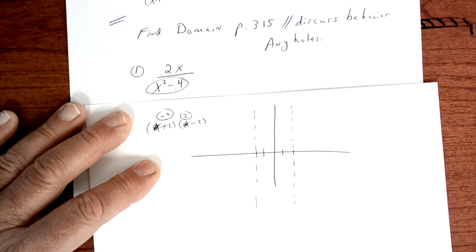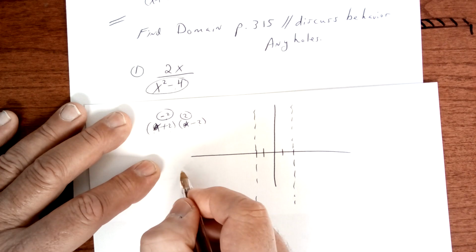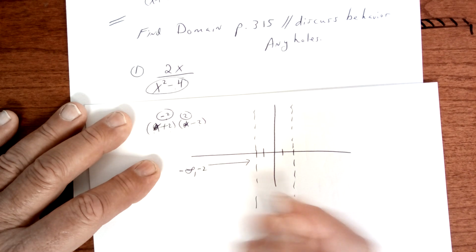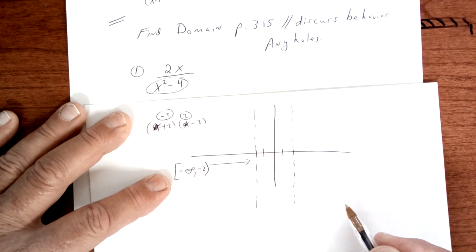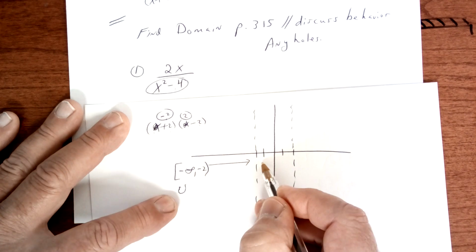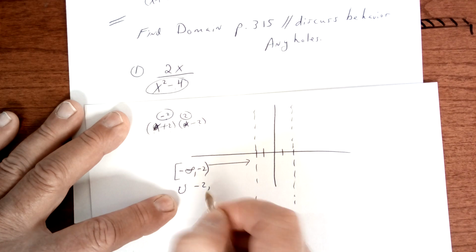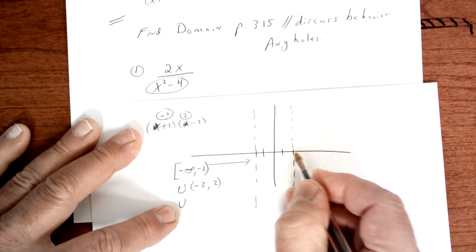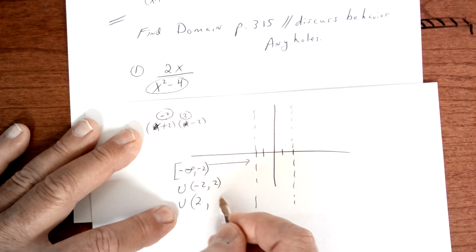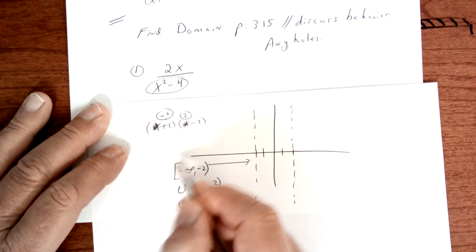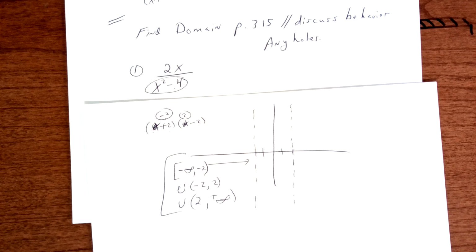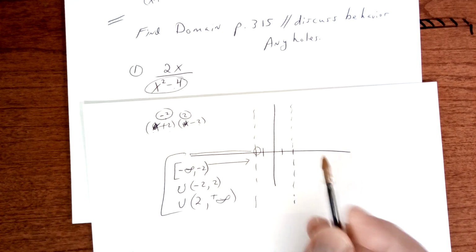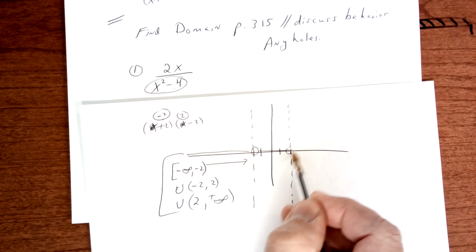So the domain would be from negative infinity all the way up to negative 2, and that is not included. And then union from negative 2 to positive 2, not included. And then union 2 all the way up to positive infinity. That should be your domain. I want you to check it in the book to make sure. Remember, your domain is your x. So your x is all of this, but not that one. That's like a hole. And then everything in between here, that's a hole. And then everything above that.